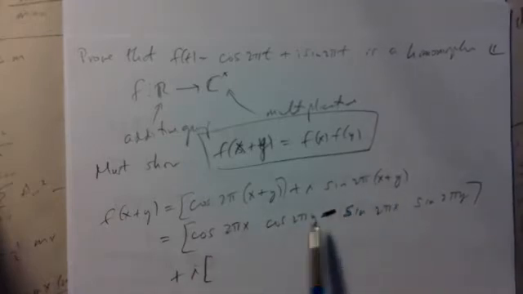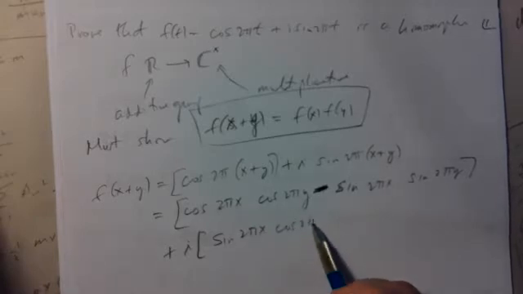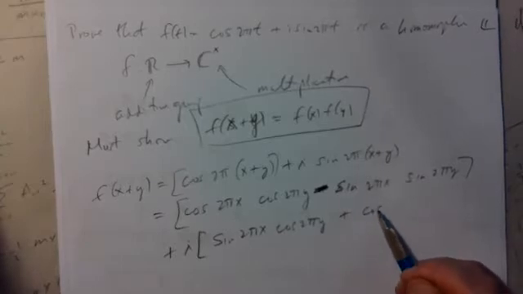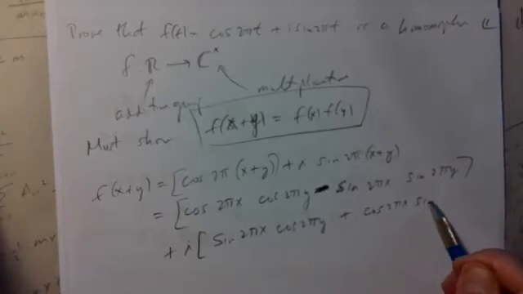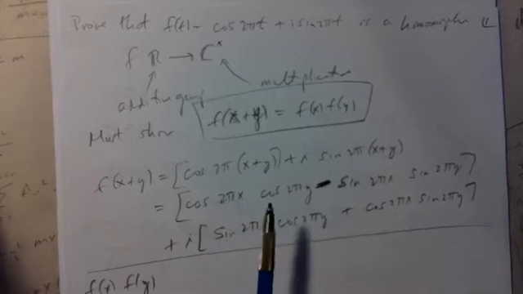So by the addition formula for the sine, this is the sine of 2 pi x cosine 2 pi y plus the cosine of 2 pi x sine of 2 pi y. Right? That's just the addition formula for the sine. So that's what f of x plus y is. Now, just separately, let's compute f of x times f of y, because I want to show these two are equal.